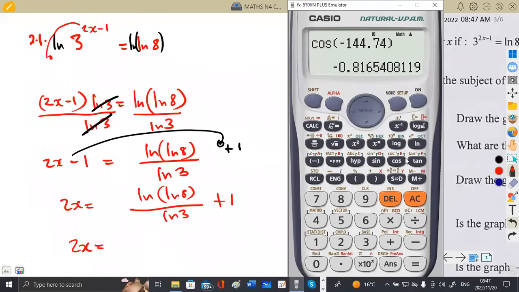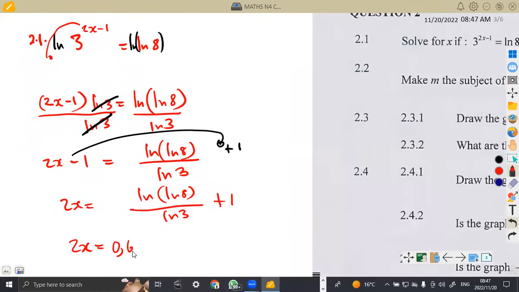So this is actually like this. Put a fraction. So it's ln, then ln 8, close the bracket, close the first bracket. You have to close twice there, over ln 3. Like that, close this bracket again. So we are going to obtain 0.663, something like that. Divide by 2.